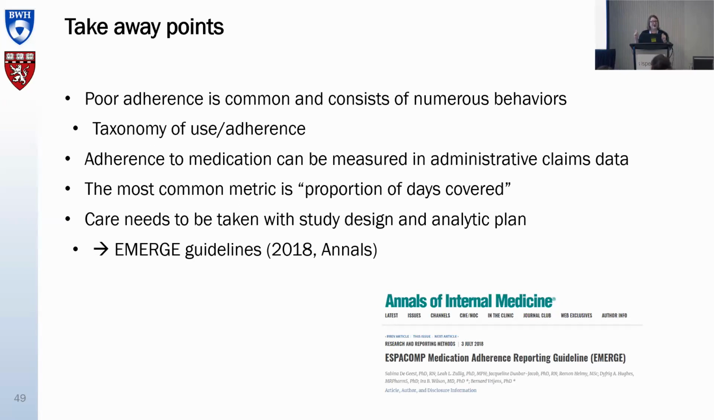But really spend time, if you're doing this work, whether thinking about adherence as an exposure, outcome, or covariate. There's a lot more care that goes into it than I think I knew about before I really got into this field. So if you really want to learn more and actually do this work, starting, for example, with these EMERGE guidelines that were published in the Annals a couple of years ago about how to do adherence work, by kind of our friends at ESPACOMP, I think is probably a really great place to start.